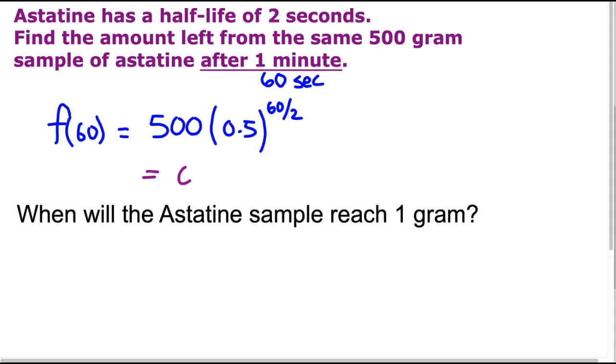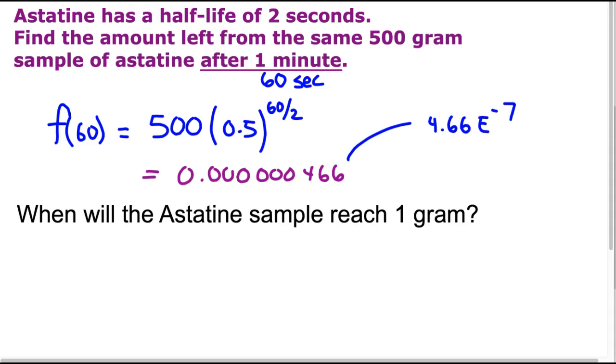So in this case, we have 0.00, how many zeros is that? 1, 2, 3, 4, 6 zeros, and then 466. So it's a really, really small number. You might see this on your calculator as 4.66 e to the negative 7. The e is the scientific notation on the calculator, so that's the same as 4.66 times 10 to the negative 7th. So those are 2 other ways that you might run into that number in scientific notation.